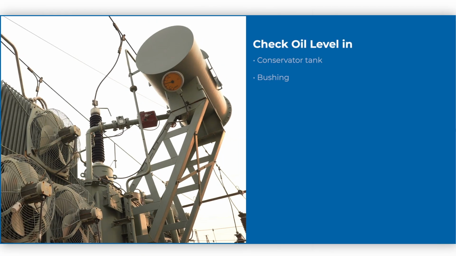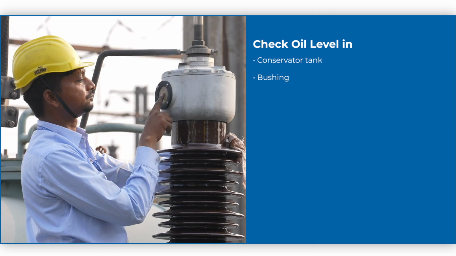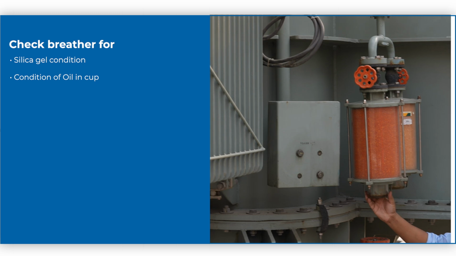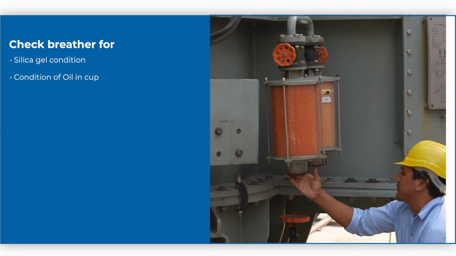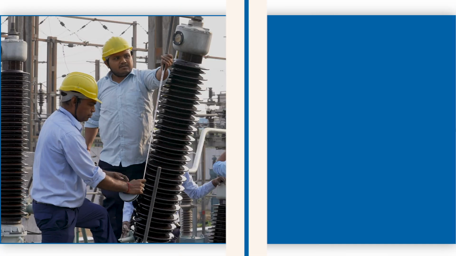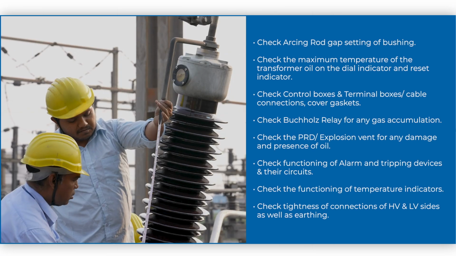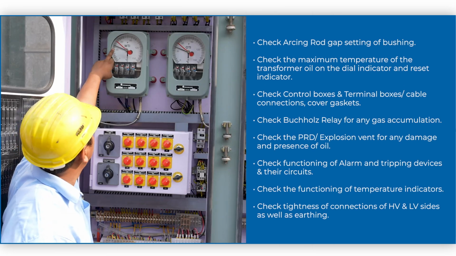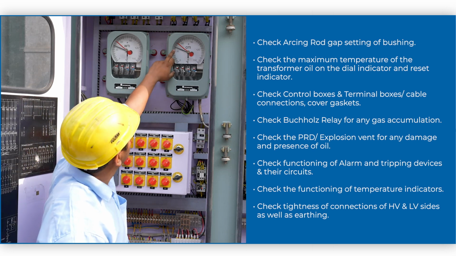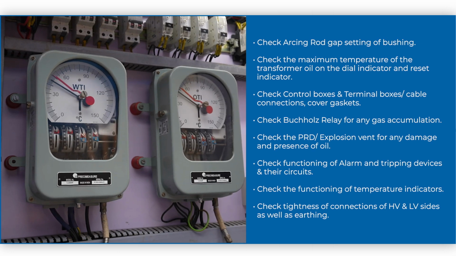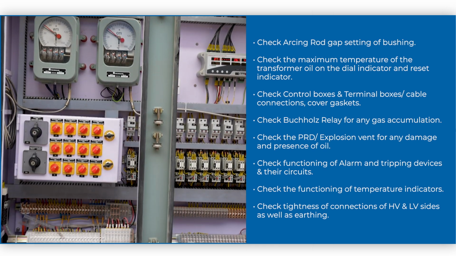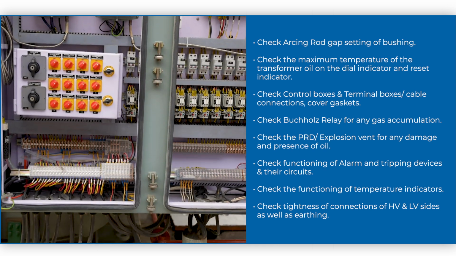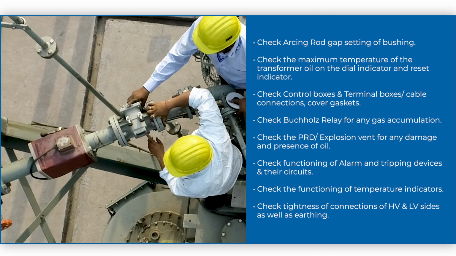Check oil level in conservator, tank and bushing. Check breather for silica gel condition and condition of oil in cup. Check arcing rod gap setting of bushing. Check the maximum temperature of the transformer oil on the dial indicator and reset the indicator. Check control boxes and terminal boxes, cable connections, cover gaskets. Check Buchholz relay for any gas accumulation.